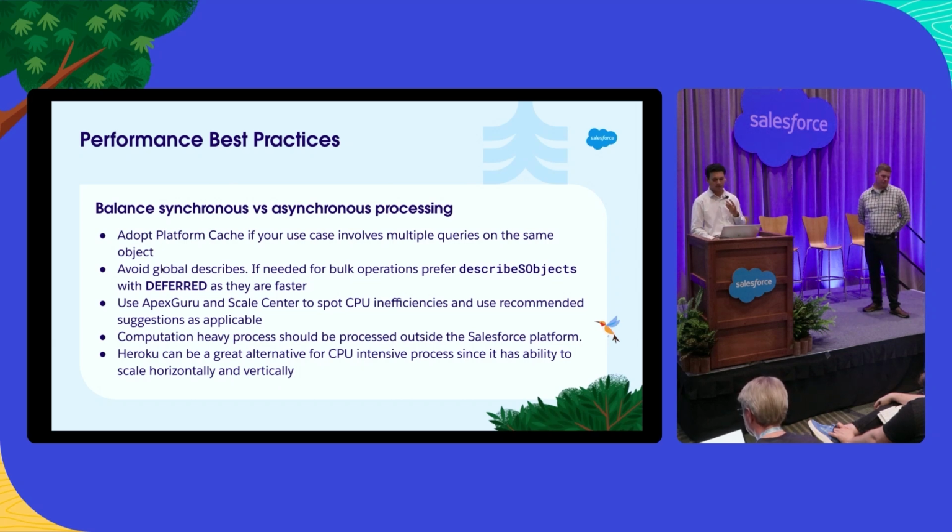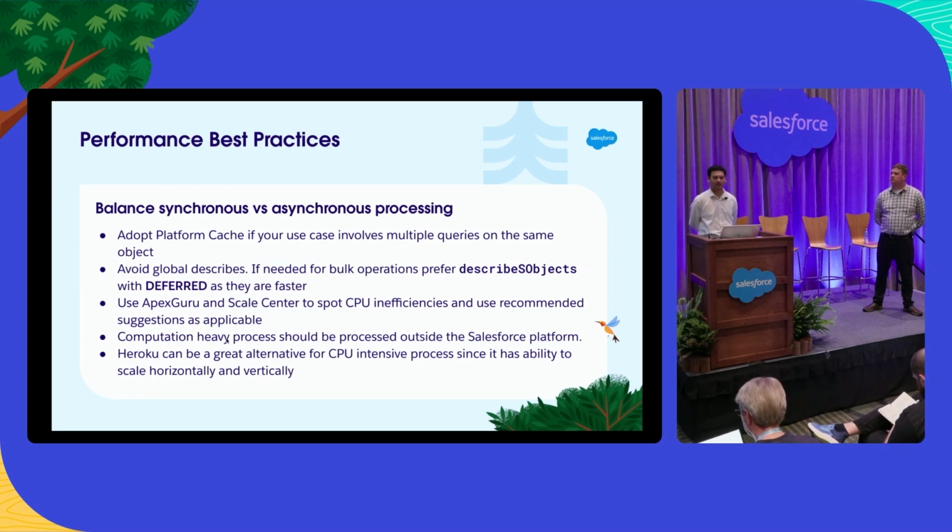The other thing that I want to call out here is finding the CPU inefficiencies. Identifying that specific class solves half of the problem here. So again, Apex Guru and Scale Center are your best friend because they can spot these things right now. So do use it. Again, we have Scale Center sessions as well where we'll go deep into it. But just remember this.